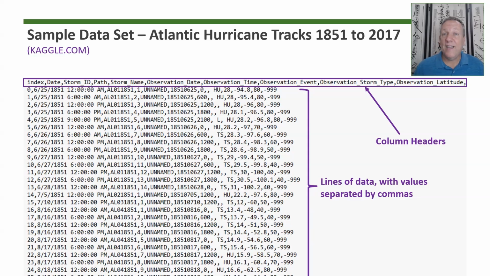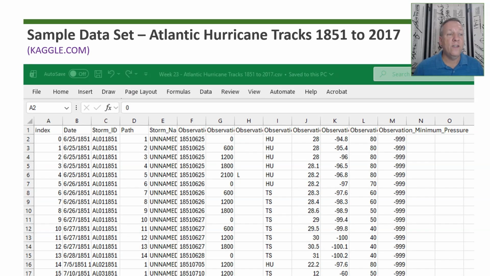Now, with a CSV, comma separated value file, you can load that directly into a spreadsheet. Here it is loaded into a spreadsheet. You'll notice it has the column headers and all the information. And this makes it maybe a little easier to see. I'm not going to scroll through all the data right here, but this is a very large dataset. In fact, all we can see right now are the hurricanes that occurred back in 1851.